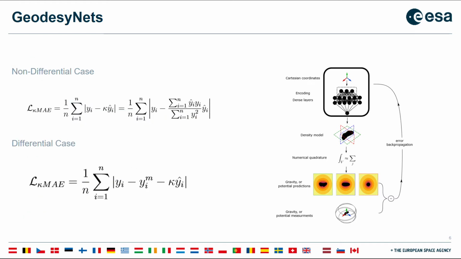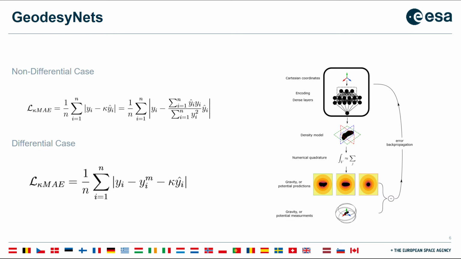So these are the loss functions used for the 2 different cases. Here we see y are the observations. We iterate through the observed points outside of the body in question. And y are the predictions, y hat are the observations. And we see here that there's an additional parameter kappa.